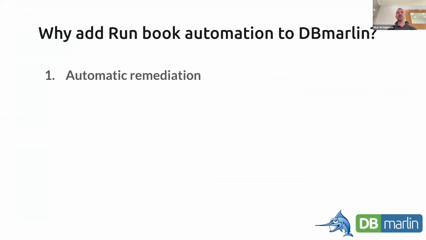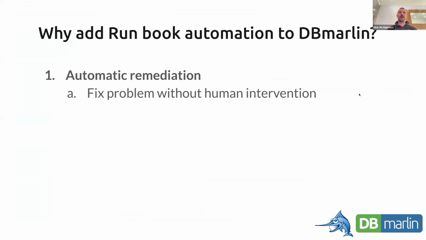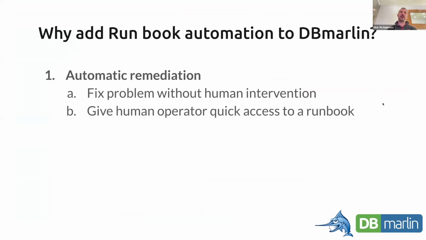I guess the first thing would be automatic remediation. The holy grail is to fix a problem without any human intervention, so self-healing software systems. Failing that, we want to give the human operator quick access to a runbook so they can remediate the problem without having to remember how to SSH onto that box, or which script to run to restart that process. Especially when they're under pressure because there's an incident, or maybe they've been woken up in the middle of the night. They don't want to have to find all those things. So giving them quick access to a runbook is the next best solution.